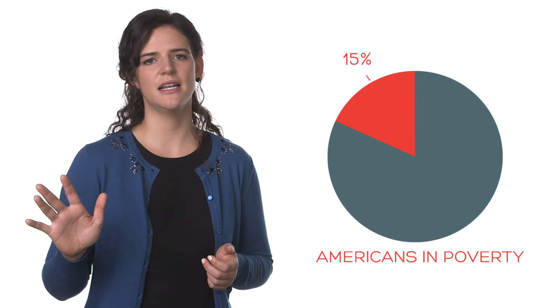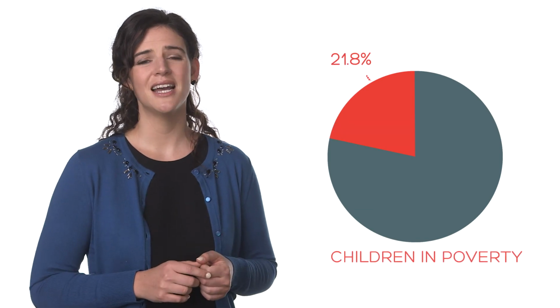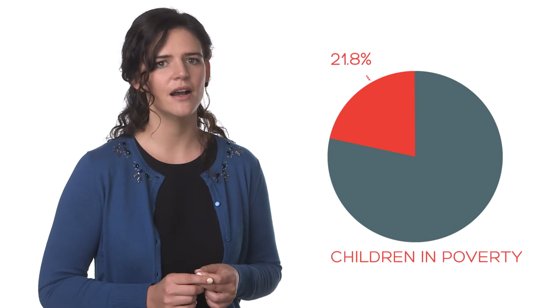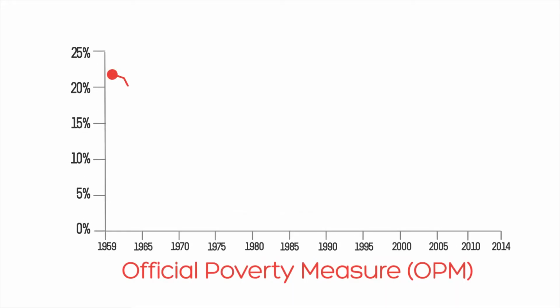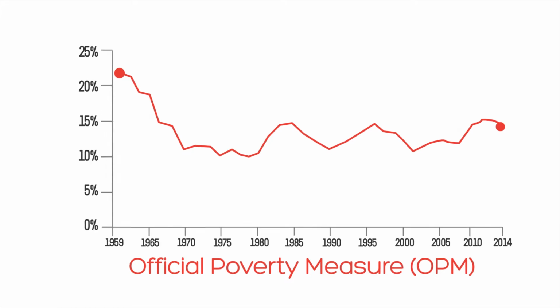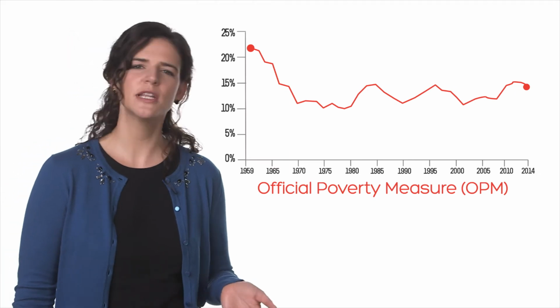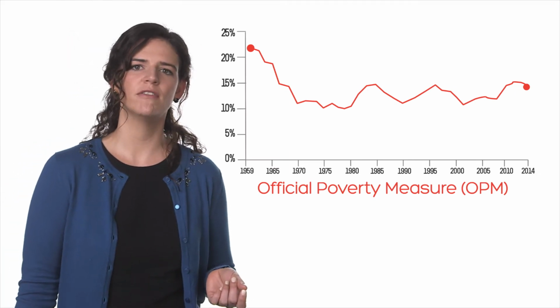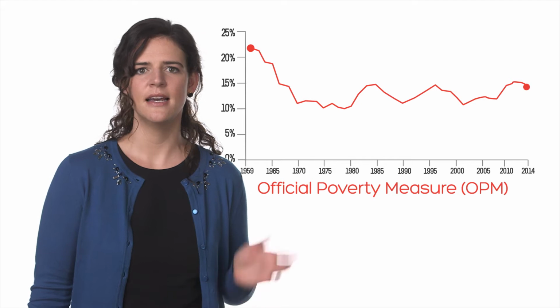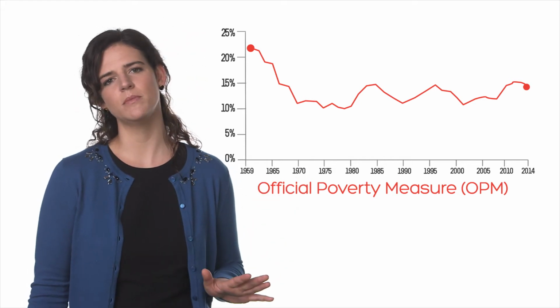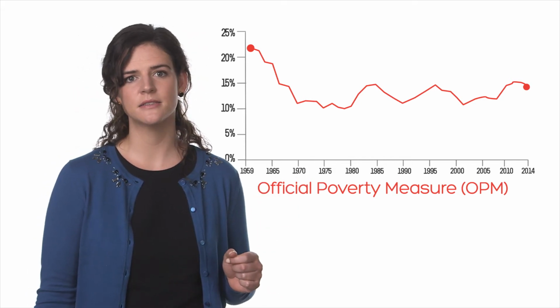By this very simple measure, about 15% of the total population is poor, and about 21.8% of all children. As you can see from the figure, poverty has declined precipitously since the 1960s, given the rapid economic growth and the expansion of our safety net. Since then, there's really been no clear trend, with poverty increasing during recessions and then decreasing during economic booms, like that of the late 1990s.